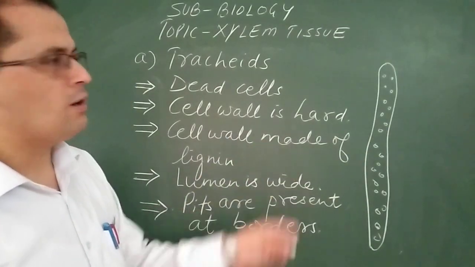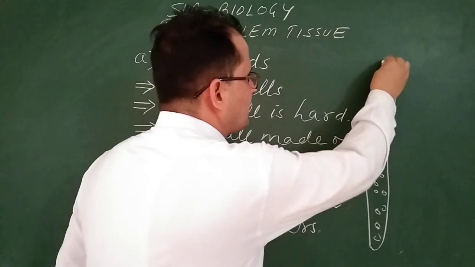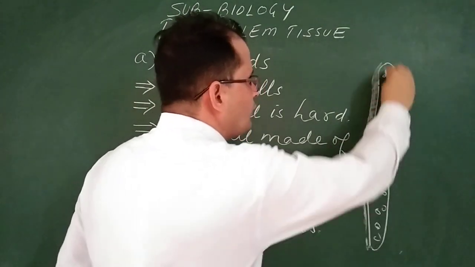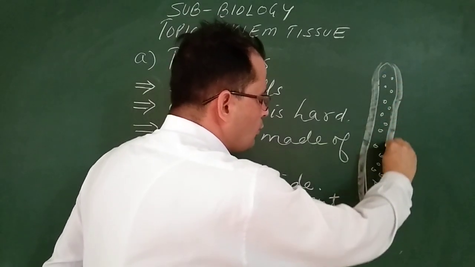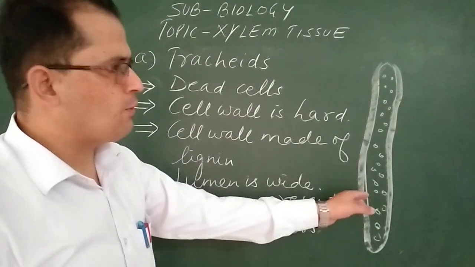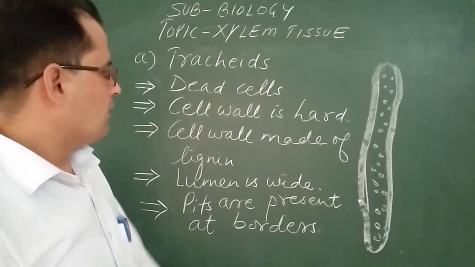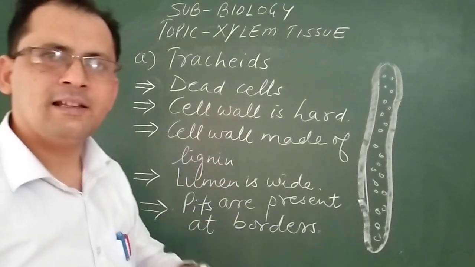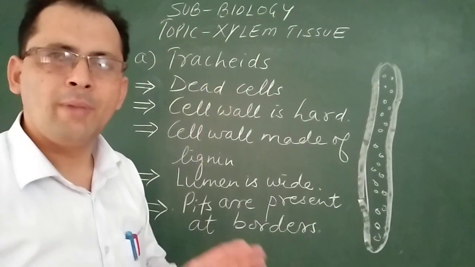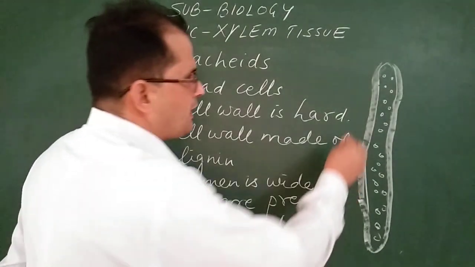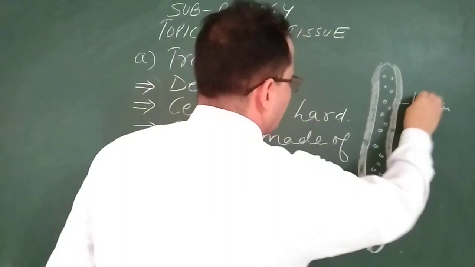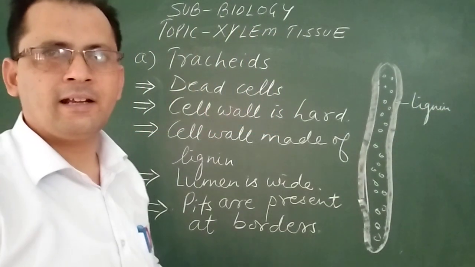Okay, the cell wall, this you can see beta, this is the cell wall. The cell wall is hard. Now why it is hard, that I will tell you. It is hard due to deposition of lignin. The cell wall is thick and hard, it is due to lignin. Lignin is a chemical of which the cell wall of these tracheids is made up. That's why the cell wall is thick.